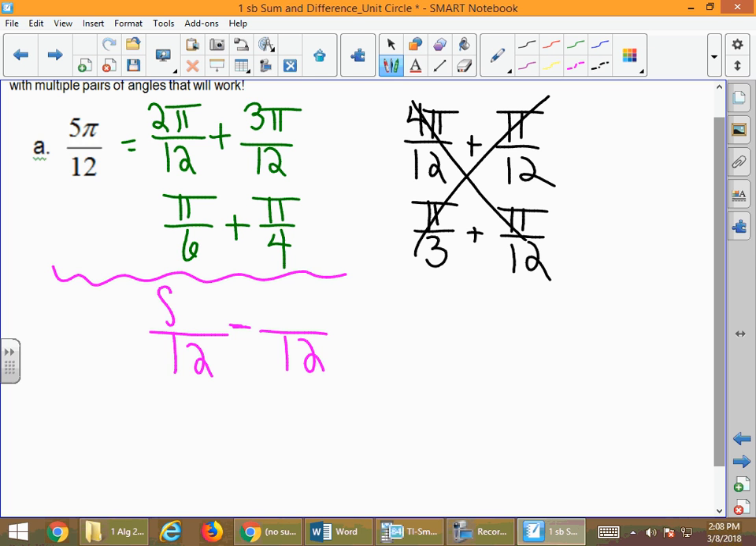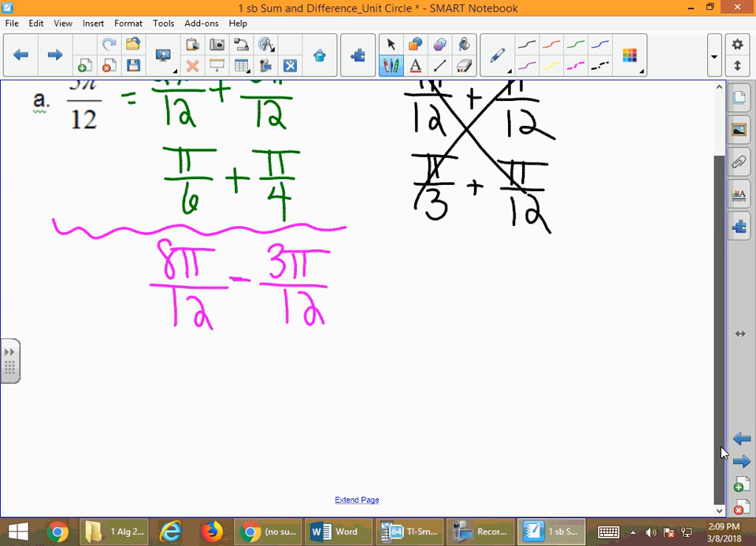So I said, how about 8 pi minus 3 pi? 8 minus 3 is 5. We already have a common denominator. And then can we simplify that a little bit more? Well, if you type in 8 twelfths, if you use your fraction button on there, we get 2 pi over 3. Is that a value that we can figure out from our unit circle? Yes. 3 pi over 12 is pi over 4, and it just so happens we can figure that one out as well. So we have to find values that link back to our unit circle.